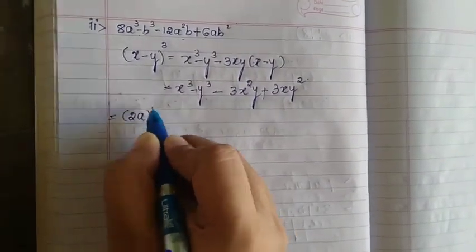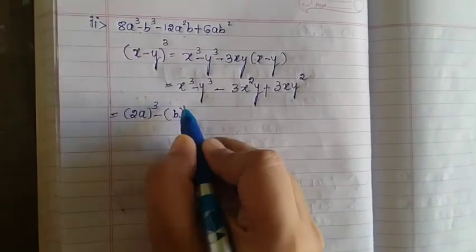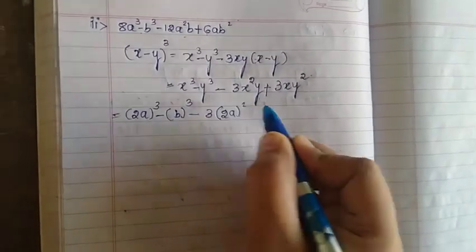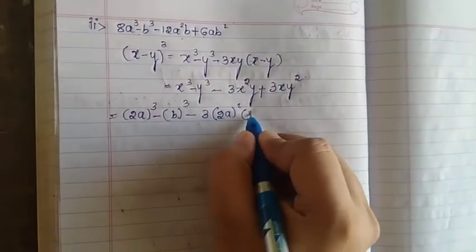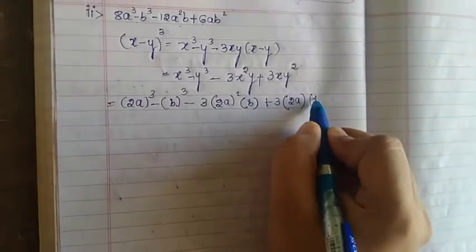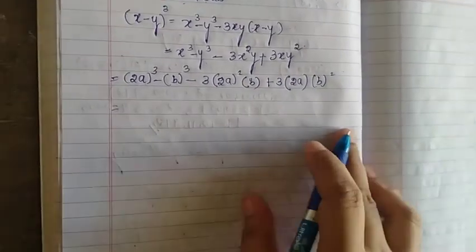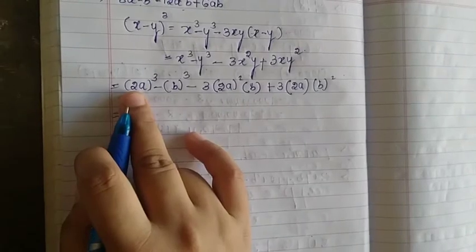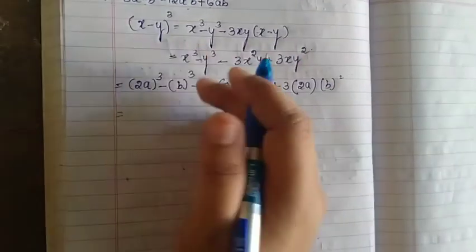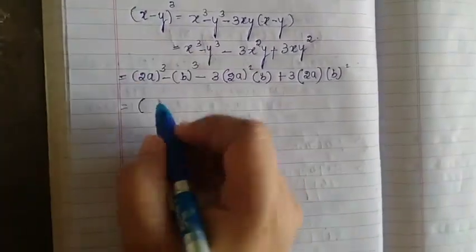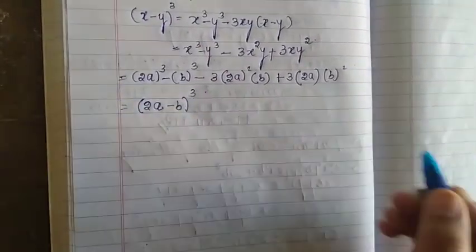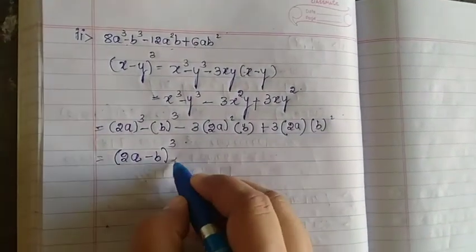Again you have to write 2a the whole cube minus b cube minus 3 into, in place of x, 2a the whole square, in place of y, b, plus 3 into 2a into b square. Now you can see this is like x and this is b, so this is in the form of the identity. So you can write this as 2a minus b the whole cube. This is your answer.